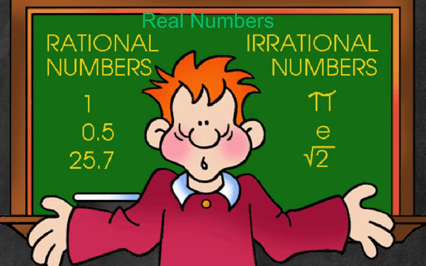Our lesson today is real numbers. Real numbers consist of rational numbers and irrational numbers. What do rational numbers mean? What do irrational numbers mean? Rational numbers mean any number that we can write as a fraction, like a over b, where a and b are integers and b is not equal to 0.